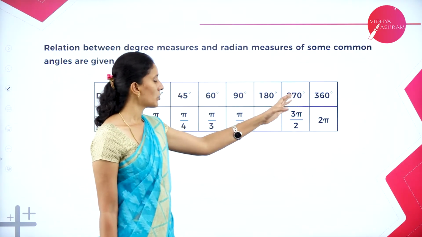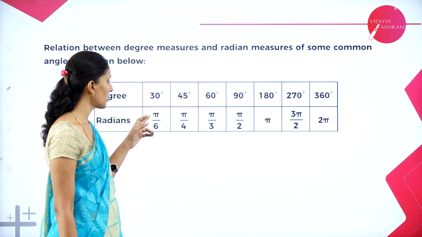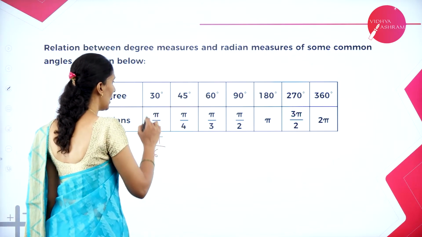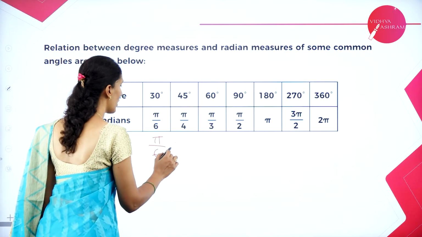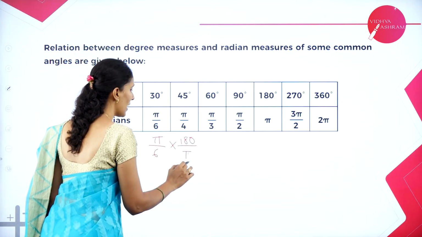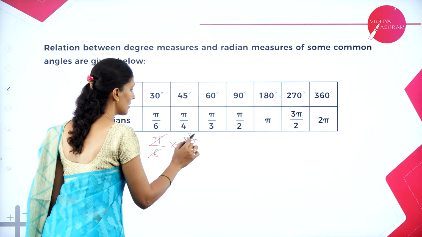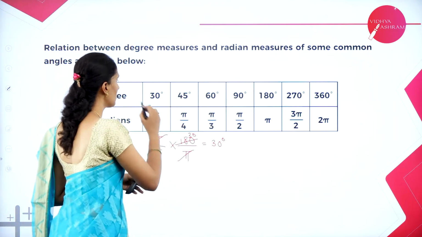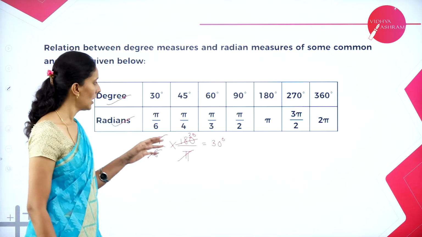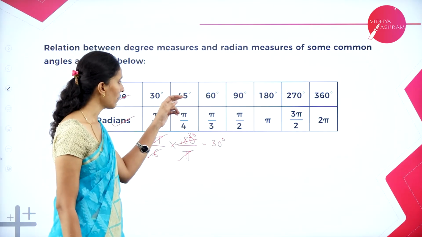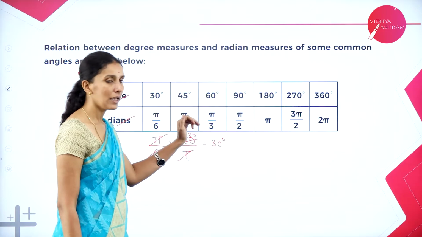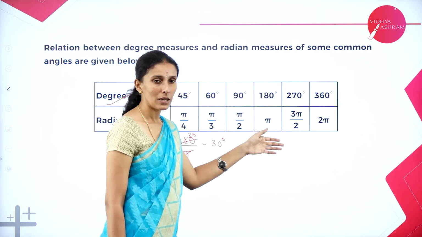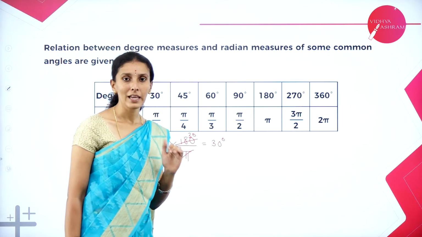Now we have in-between angles, 30 degrees. So substitute the value of pi by 6. Let us see whether I'll get 30 degrees or not. What I'm supposed to calculate is 180 by pi. Pi gets cancelled, 6 ones are 6, 6 threes are 18. So your answer is 30 degrees. Therefore, the standard angles in terms of degrees and radians are given in the table. 30 degrees means pi by 6, 45 degrees means pi by 4, 60 degrees pi by 3, 90 pi by 2, 180 pi, 270 3 pi by 2, 360 degrees 2 pi radians.